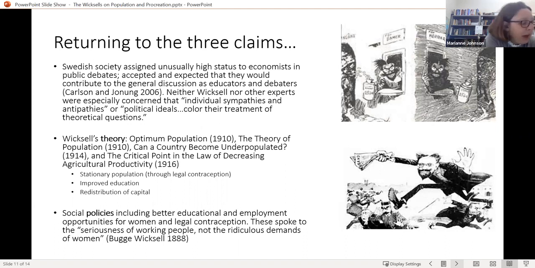He wanted government policies that would support better healthcare, childcare, and education. He argued that these would benefit not only families, but the nation, and investment in human capital, or quality over quantity. And actually, Wicksell's partner, Anna Bugge Wicksell, was a leading feminist and activist at the time. She also wrestled with the population question, right, often in the context related to women's rights.